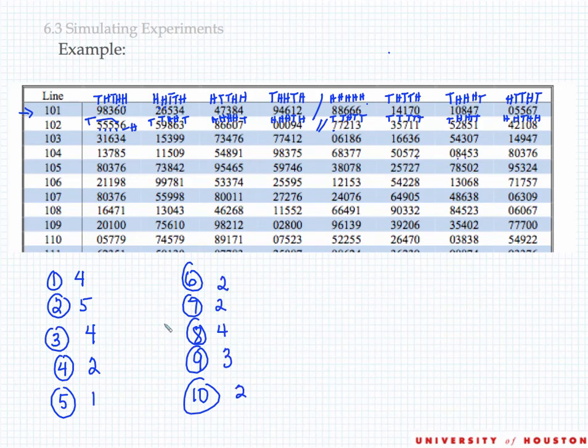So I run my 20 coin flip simulation 10 times now, and these are my results. Again, we started at the beginning of line 101, and every even number represented a heads, every odd number represented a tails. We counted up the ones that had the longest streaks of heads. The mean of all these streaks of heads is 29 tenths or 2.9.